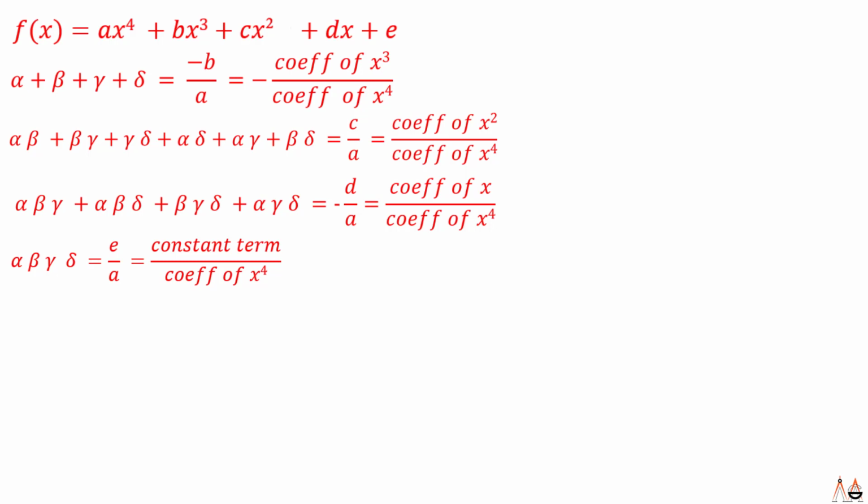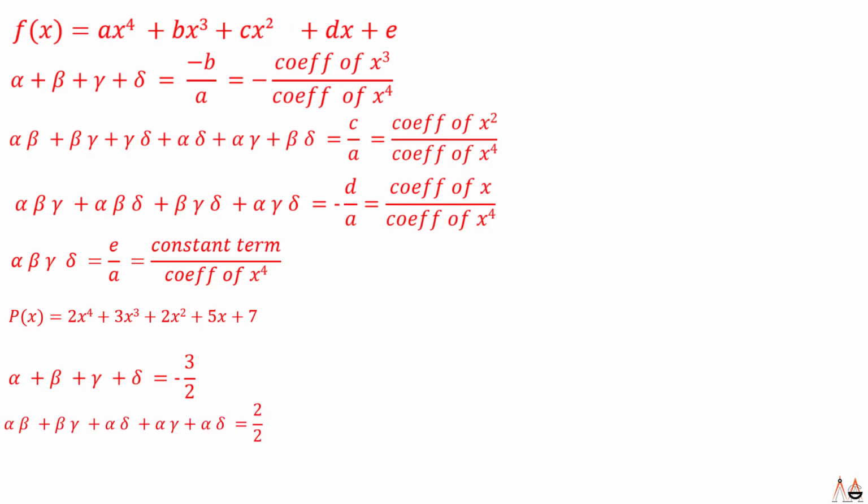Look at the polynomial 2x to the power 4 plus 3x cubed plus 2x squared plus 5x plus 7. In this case, the sum of the zeros is given by minus 3 by 2, which is minus b by a. And similarly, the product of 2 at a time is given by 2 by 2, which is equal to 1. And the product of 3 at a time is given by minus 5 by 2, which is in fact the same as minus d by a. And the product of all these zeros, alpha beta gamma delta, is given by 7 by 2.